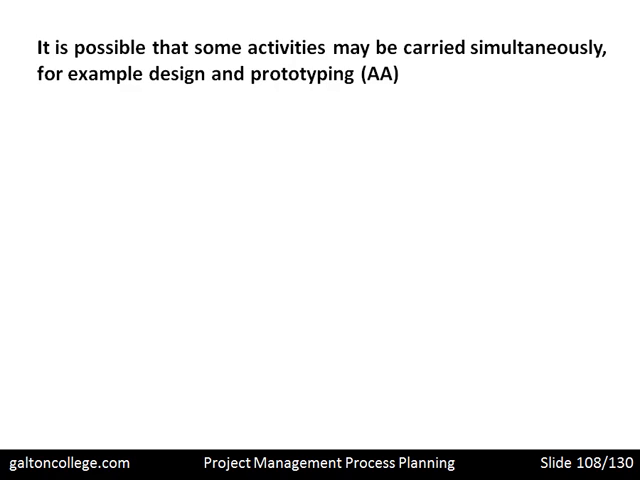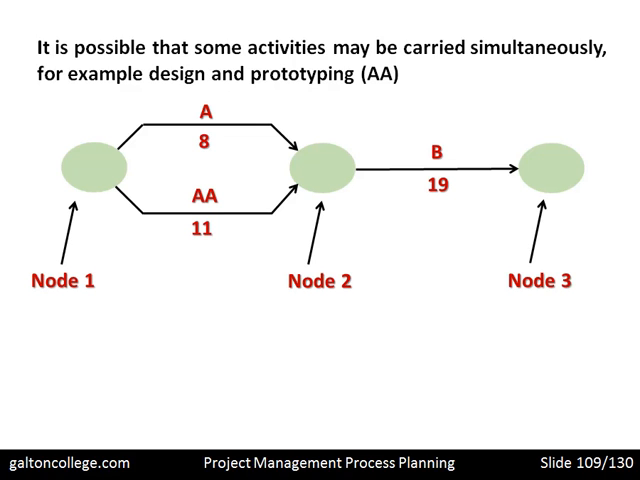It's possible that some activities may be carried out simultaneously. For example, design and prototyping. We'll call this AA. So here's node 1, the start. Node 2, the design and prototyping. These could be carried out simultaneously. So the design is 8 weeks and the prototyping is 11 weeks.